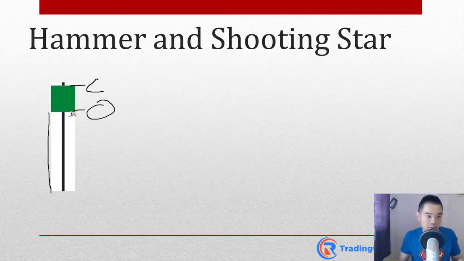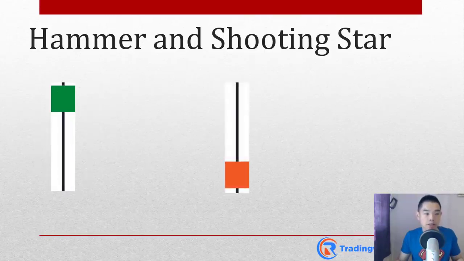This over here, remember we mentioned earlier, looking at the body relative to the wick. Notice the wick is so much longer compared to the body. This is a rejection of lower prices. And just the opposite, this is a rejection of higher prices.